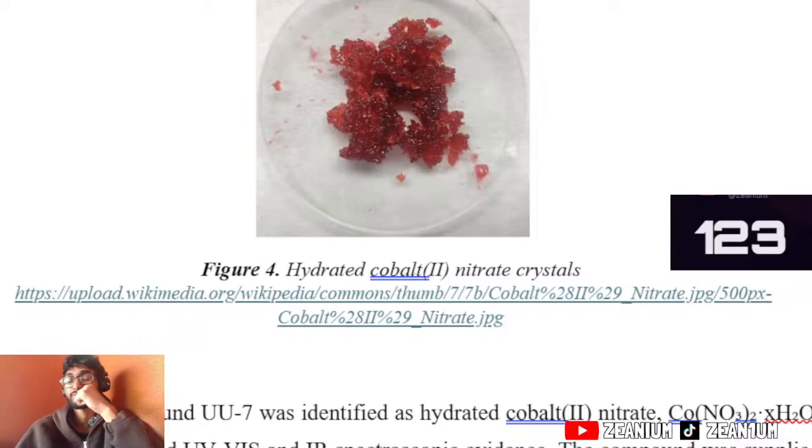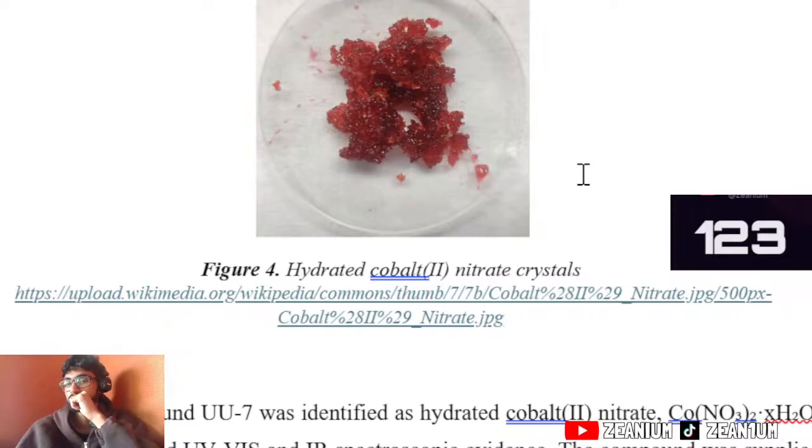But yeah, honestly, it was a fun laboratory exercise, because you felt like a detective trying to identify what the hell this is. Yeah, so it's hydrated cobalt 2 nitrate crystals.